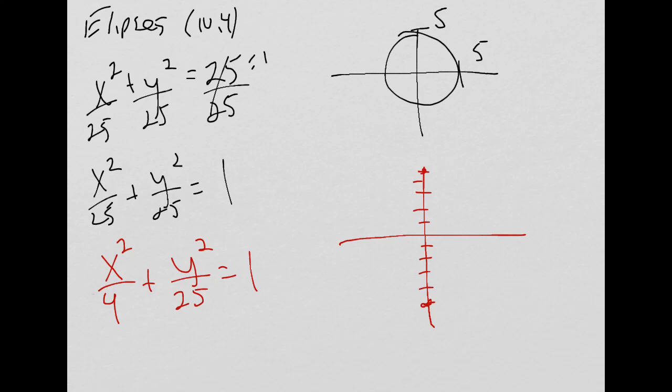So now that we know that it goes up and down 5, I'm going to look at what happens with the side to side. Before, that side to side was indicated by this, so now I've got a 4 underneath of there. Well, I took the square root of the 25 to figure out how far up and down it went, so I'm going to take the square root of the 4 to figure out how far side to side it goes, because that's with the x. So square root of 4 gives me 2. 1, 2, put a dot, 1, 2, put a dot.